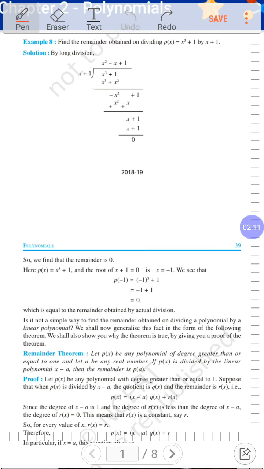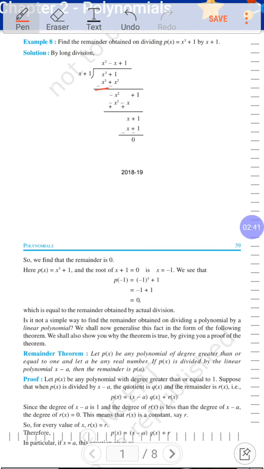As you can see over here, it has been written x square. So with x square, x plus 1 is multiplied. x square into x is x cube, and x square into 1 is x square. As it is subtraction, you can see below that the signs have been changed. In subtraction, the sign changes. So x cube minus x cube has been cancelled.